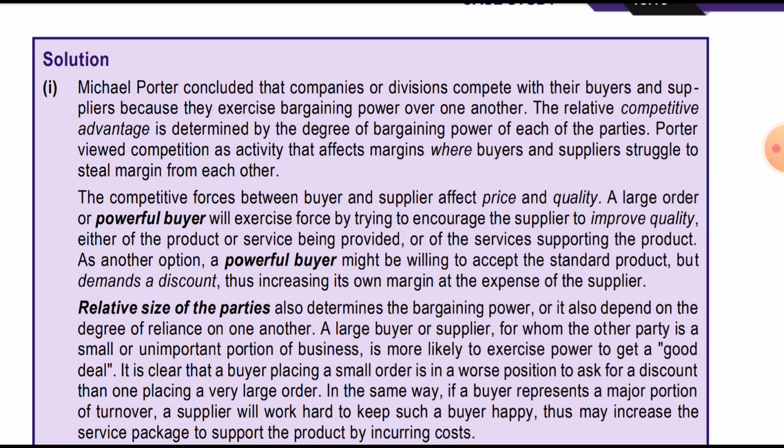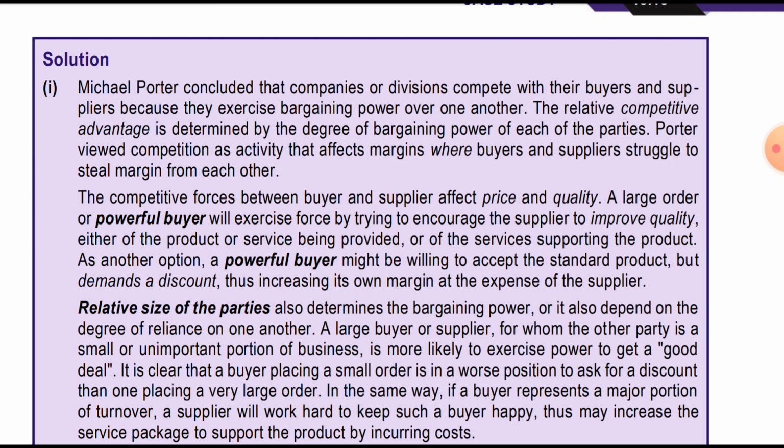Michael Porter concludes that the company or the division competes with their buyer and the supplier because they exercise bargaining power over one another. So if one is buying in bulk, or he is the only manufacturer of that product, the buyer will only purchase from that supplier. So it is about which party, the supplier or the buyer, has the power.